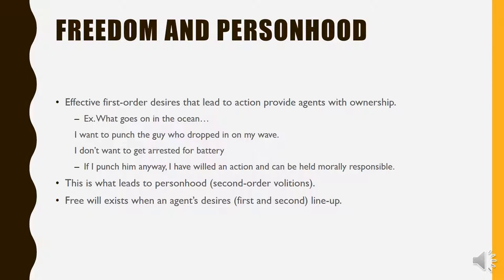Let's take this instance as an example. I'm out surfing, and somebody cuts me off and drops in on my wave. My first order desire is to punch this person in the face the next time I get up next to him. If I were to punch this person in the face, I would have to take ownership for committing battery. But depending on my second order desire, whether or not there's a second order desire there, it may not account for my free will. And there's a difference between taking ownership and having free will.